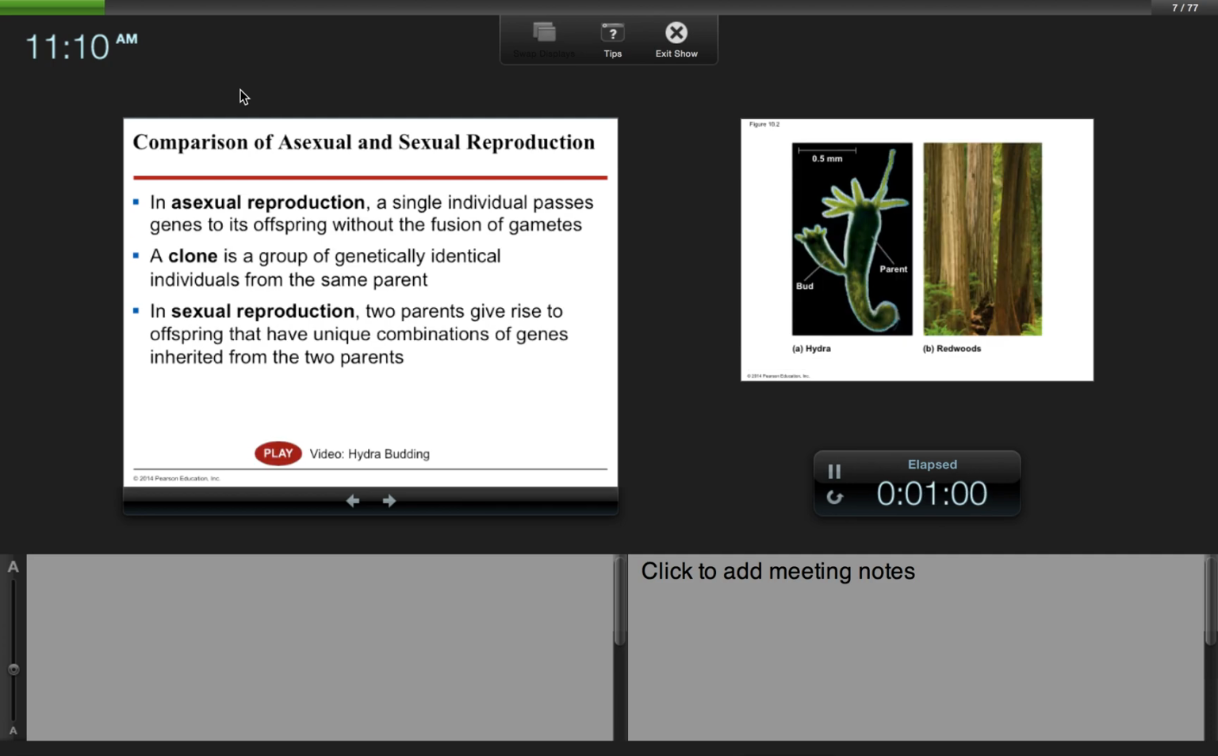In asexual reproduction, a single individual passes its genes off to its offspring without the fusion of gametes, so there is no genetic variation when there is asexual reproduction. A clone is a group of genetically identical individuals from the same plant. In sexual reproduction, however, you have two parents that give rise to offspring that have genetic variation, and they are unique combinations of genes from both parents.